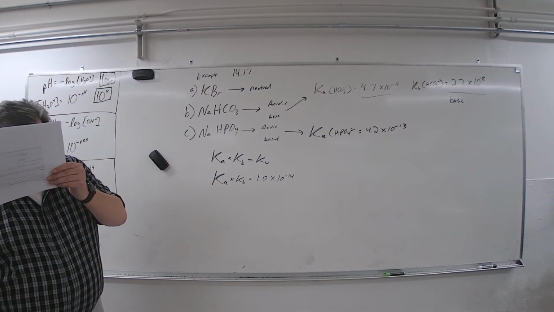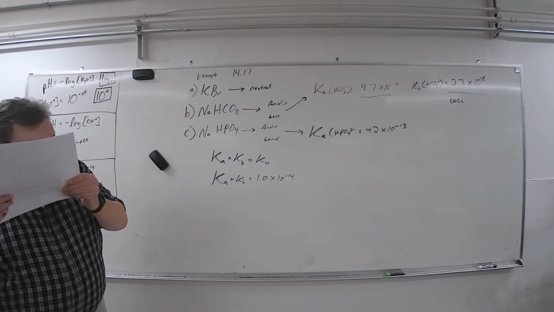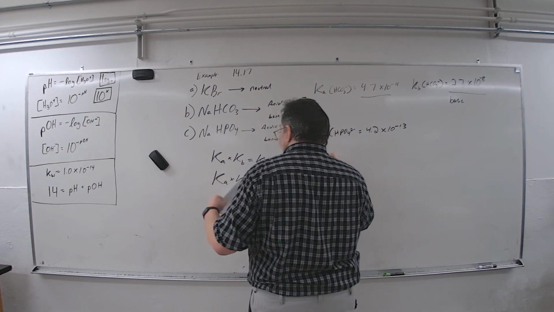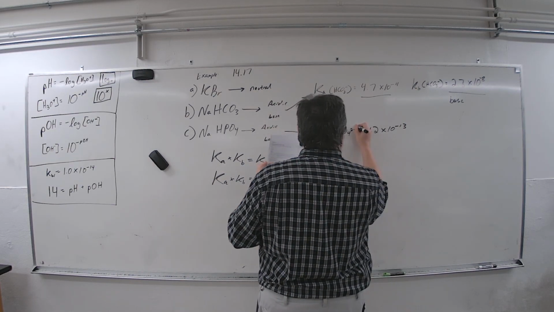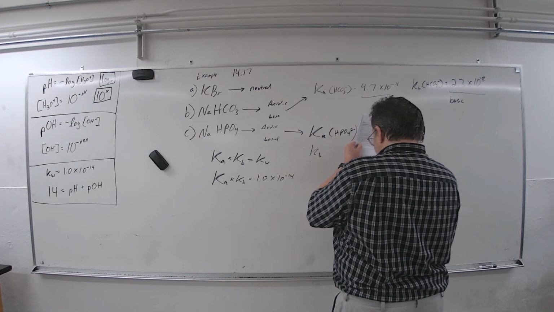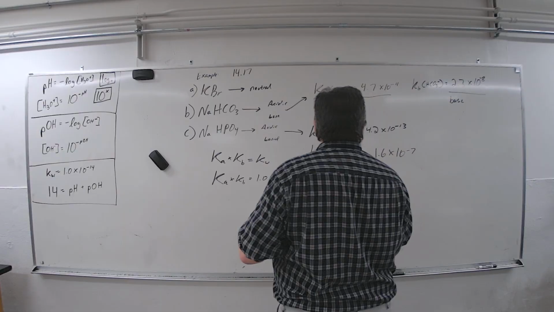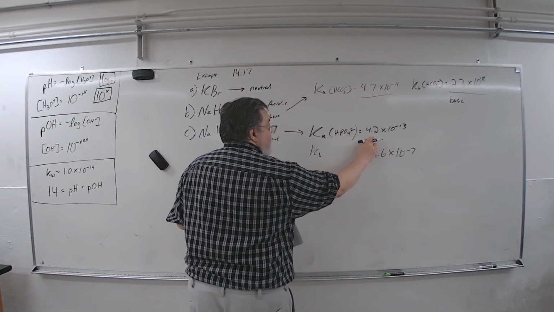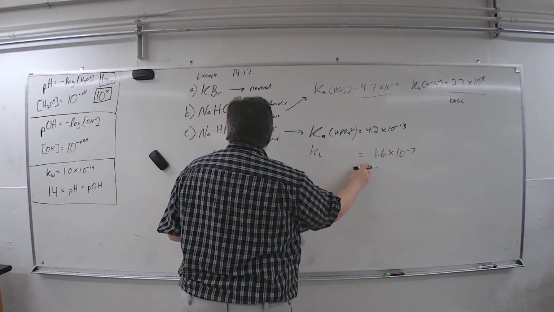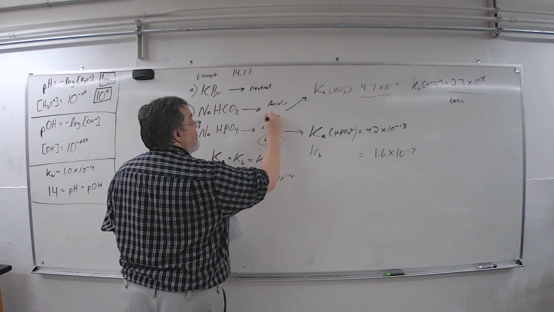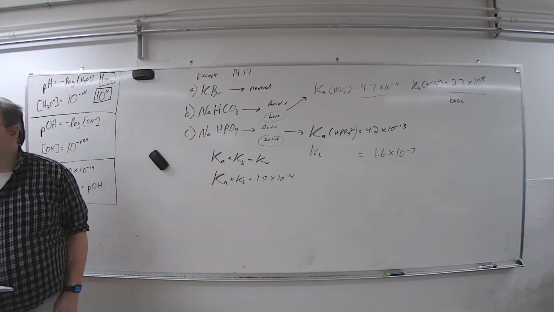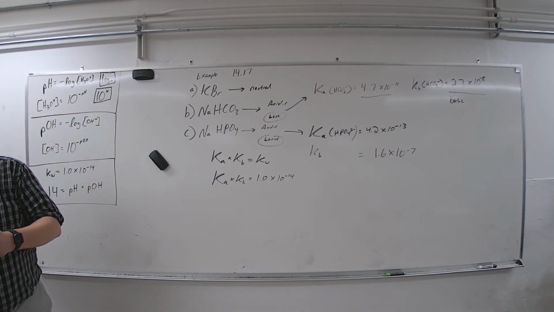This one ends up being, that's Ka. For this one, Kb, if you solve through here, ends up being, so that's Ka and that's Kb. Which one is larger? This is the larger one. So this one ends up being a little bit basic too, because of the way the HPO4 interacts with the water. We'll review that again before the test.